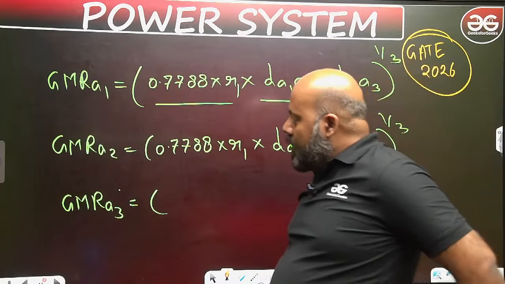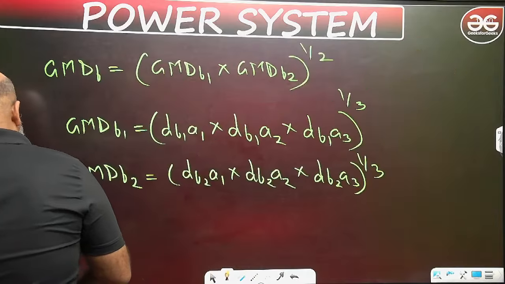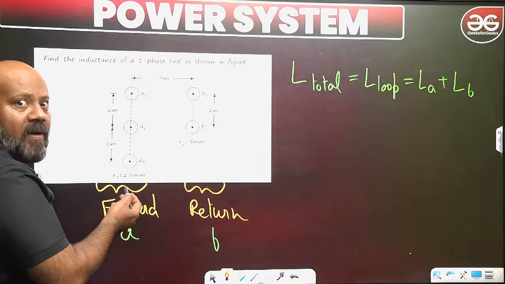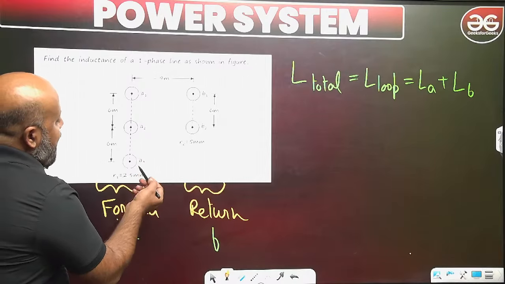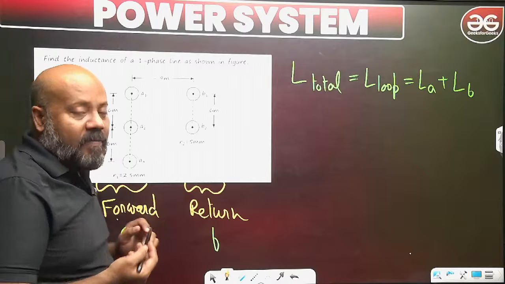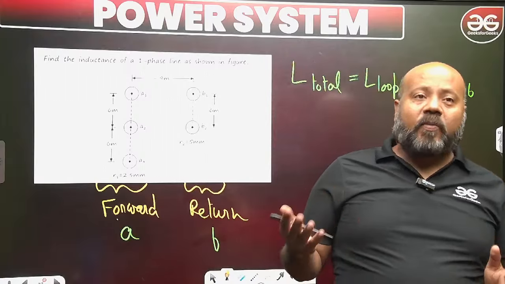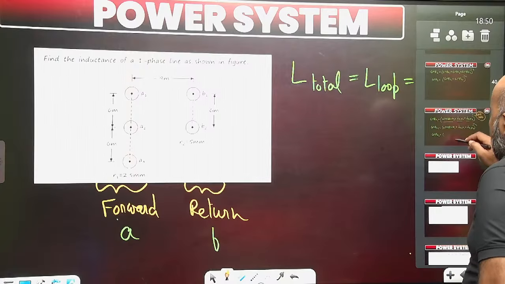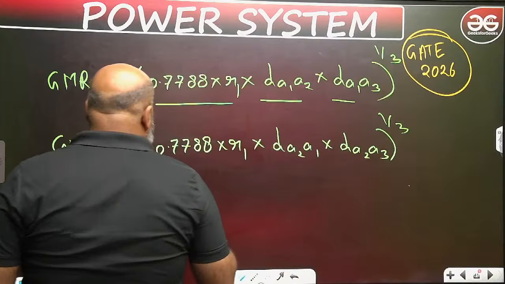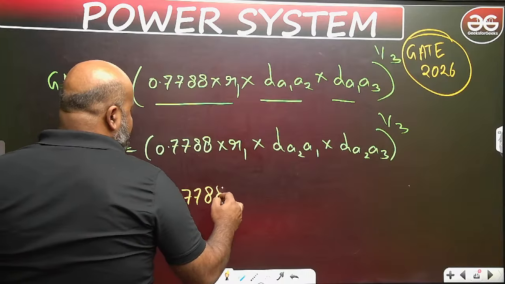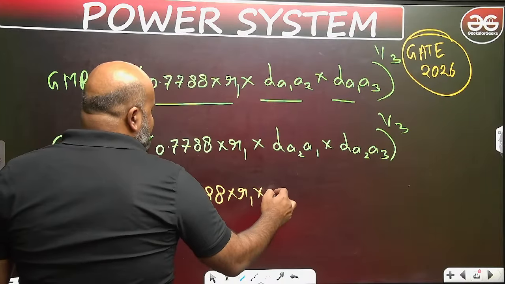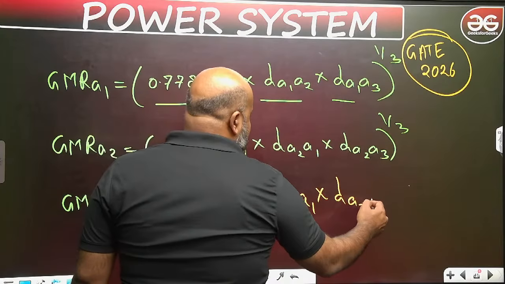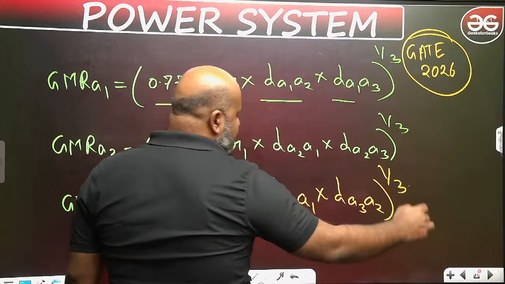Okay. How am I writing GMR for A3? When I write GMR for A3, I will write the effective radius of A3 and multiply it with the distance between A3 and A2 and A3 and A1, because there are 3 subconductors in group A or phase A. So while writing GMR for A3, I simply write the effective radius of A3, that is 0.7788 multiplied by R1, and the distance between A3, A1 and the distance between A3, A2. How many distances? 3. What is the effective root? 1 by 3.